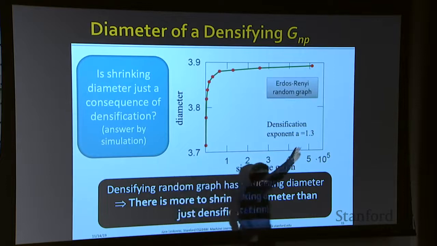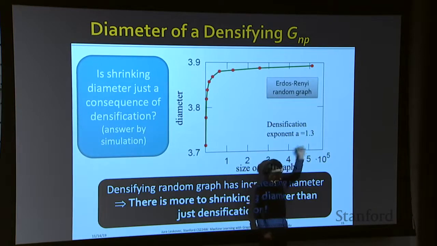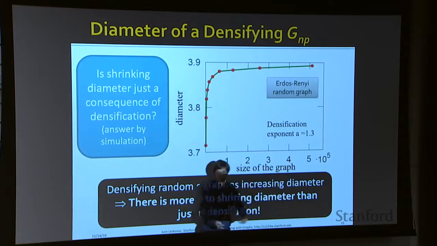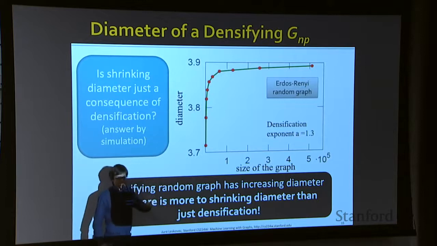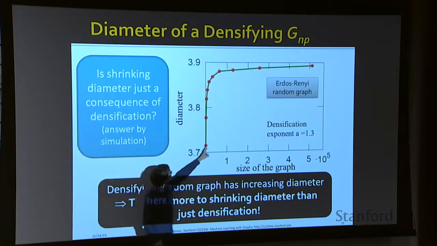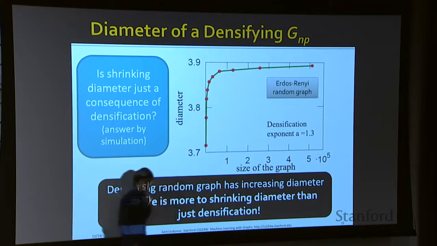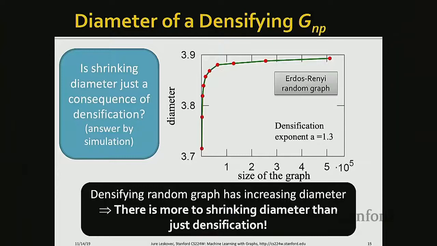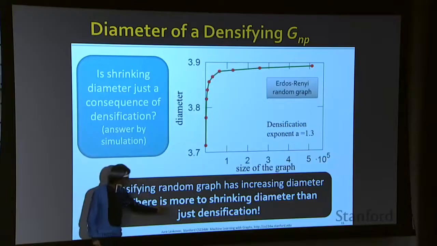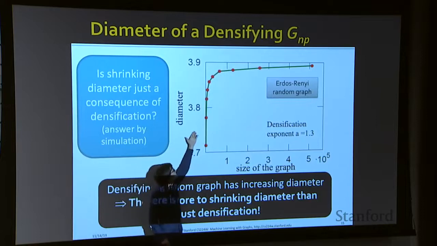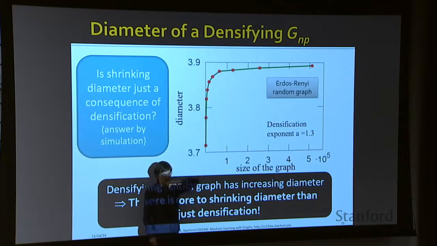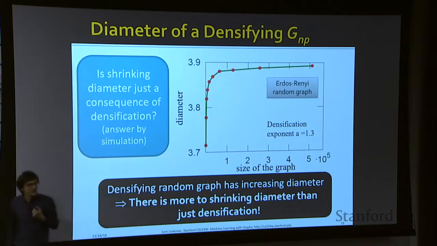So here, the densification exponent that I was using to generate these graphs is 1.3. So my random graphs are getting denser. So if the densification would be the sole contributor to the shrinking diameter, then I should see the thing going down, but I don't, right? So what do I conclude? I can conclude that a densifying random graph has an increasing diameter. So this means that there is more to shrinking diameter than just the densification. There must be some other ingredient, because here the densification itself is not enough, right? So there must be something else.